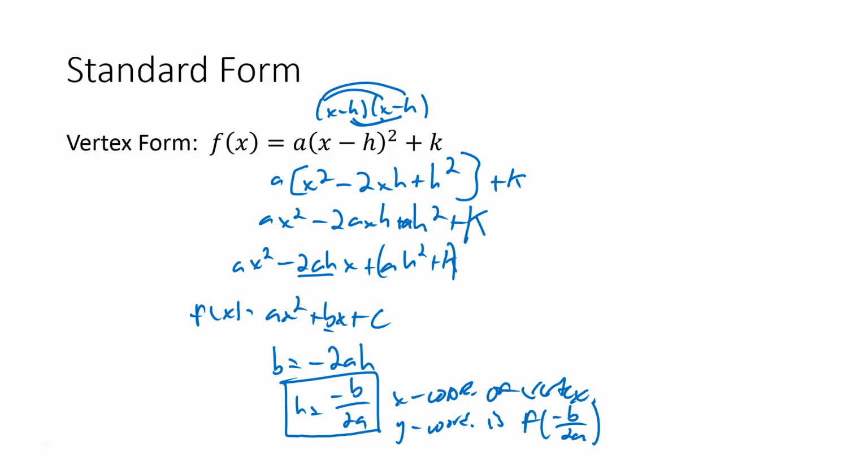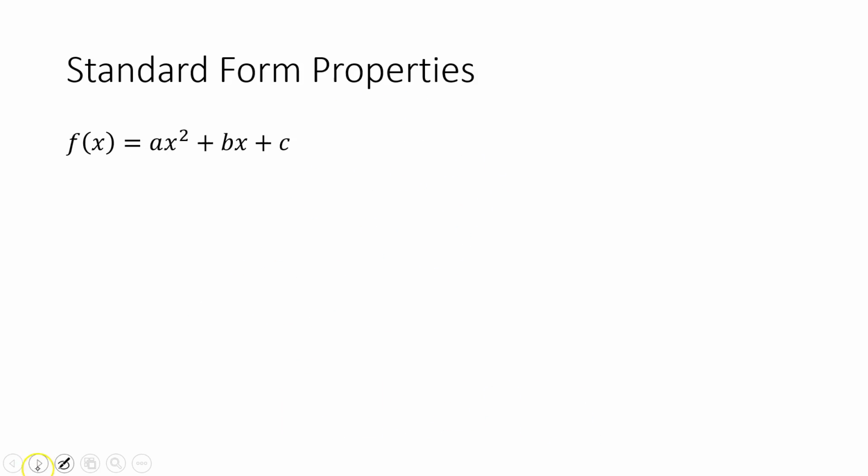So what I want to talk about now is we're going to take a look at some of the properties that we have for the standard form, because these are some things that people have seen but may have forgotten. So we just showed that the vertex of this guy is going to be at negative b over 2a, that's our x-coordinate, and then the y-coordinate, we just plug it in, f of negative b over 2a.